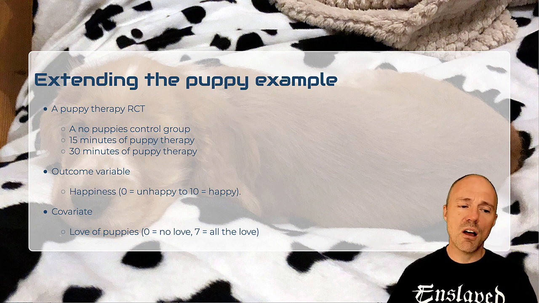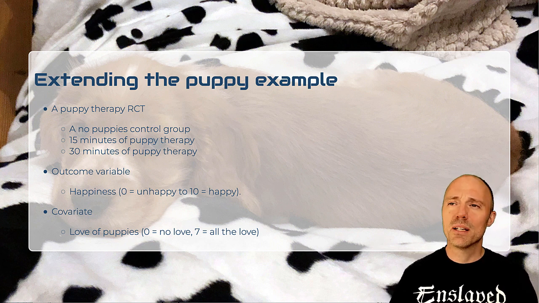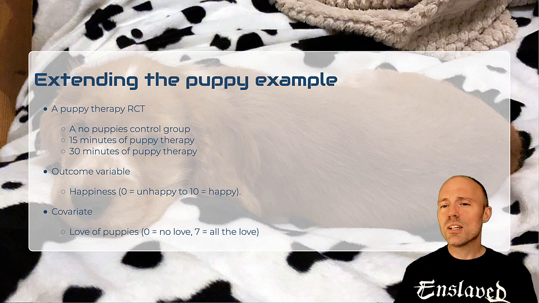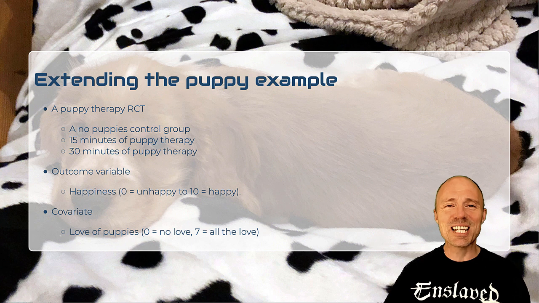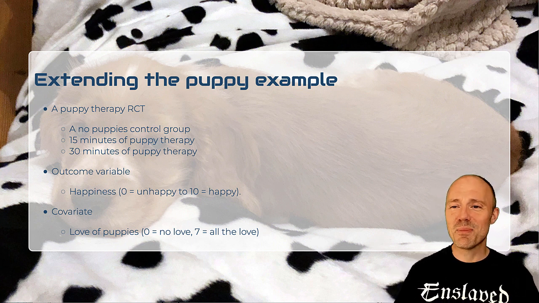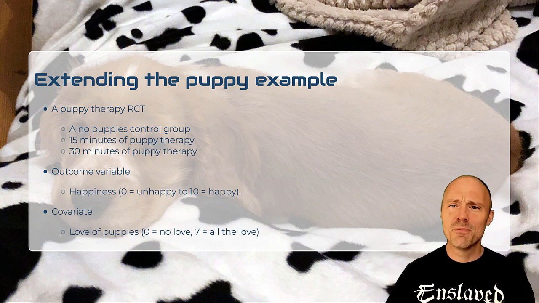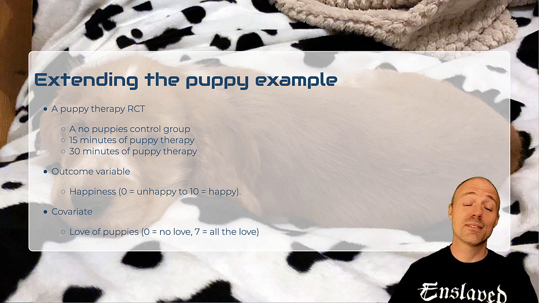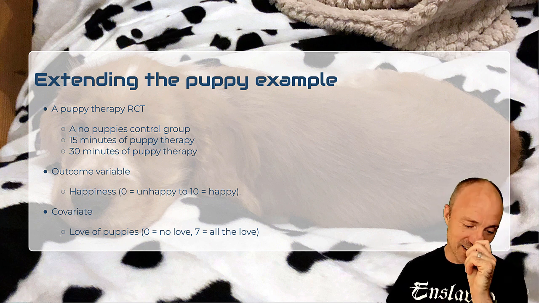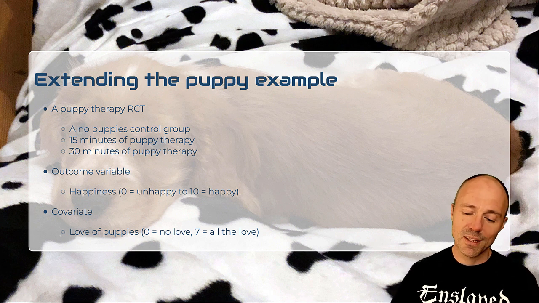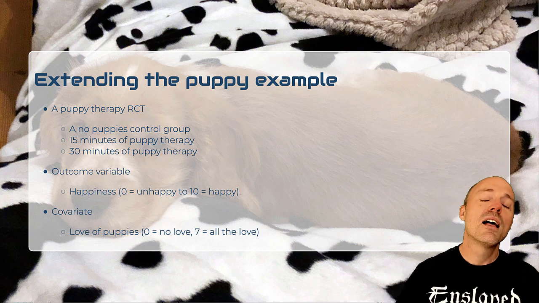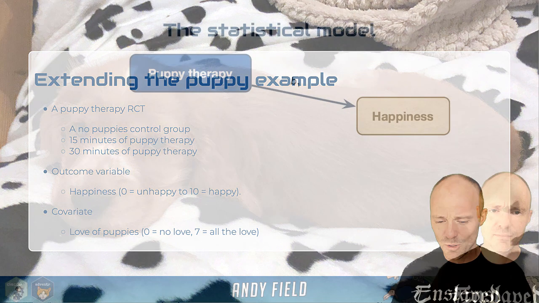So it should somehow relate to happiness scores in this context. We measure love of puppies, and being psychologists, we also measure this on a scale that people just tick from 0 to say 7. Seven being maximum love of the puppy, and 0 being, I was going to say deeply flawed human being, but I can't say that. 0 being, I don't like puppies at all.